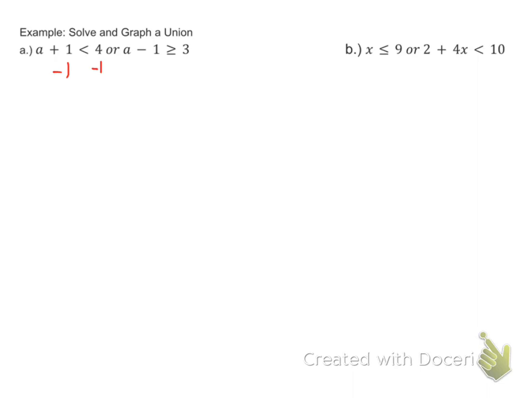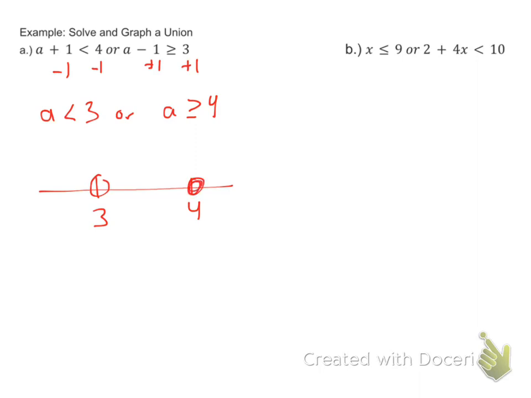I'll subtract 1, so a is less than 3. Or, I have to add 1 this time, so a is greater than or equal to 4. So when I go to graph these, 3 is here, 4 is here. 3 is an open circle. 4 is a closed circle. 0 is over here, so I get to use that. Is 0 less than 3? Absolutely. Shade it up. Boom.